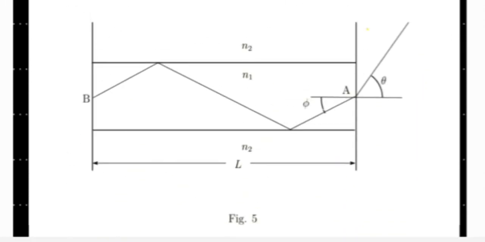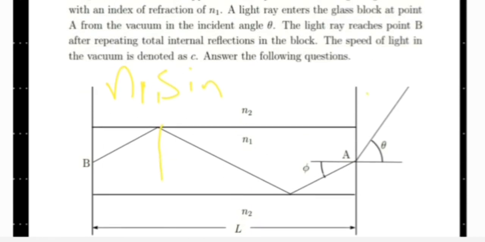So remember, I already showed you that in Snell's law, for total reflection, n1 sine of some angle alpha, it doesn't matter, it can be any angle, equals n2 sine of another angle. So if you want a total reflection, n1 must be bigger than n2, okay?